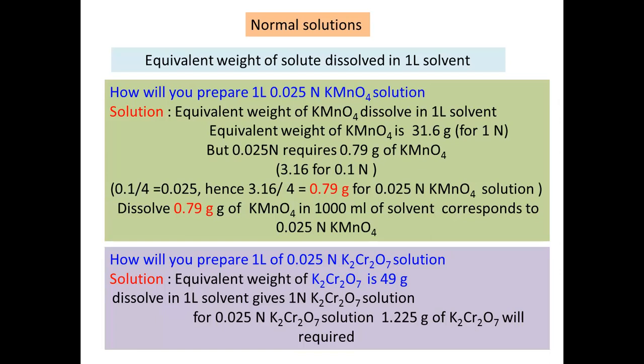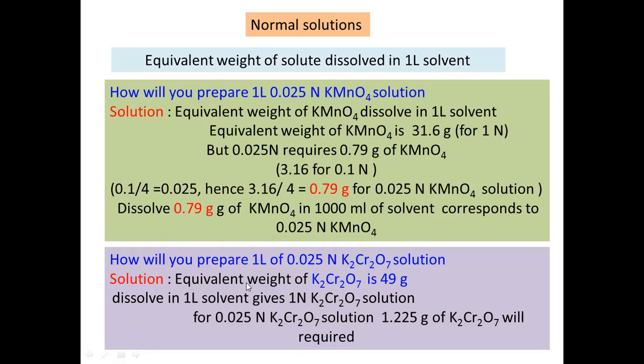For this, we should know the equivalent weight of KMnO4. The equivalent weight of KMnO4 is 31.6 gram for 1 normal, but we require 0.025 normal. 0.025 is the quantity that is 0.1 divided by 4. So for 0.1 normal we require 3.16 gram of KMnO4, and that will be divided by 4. The answer is 0.79 gram for 0.025 normal KMnO4 solution. Hence, dissolve 0.79 gram of KMnO4 in 1000 ml of solvent, and that will correspond to 0.025 normal KMnO4 solution.